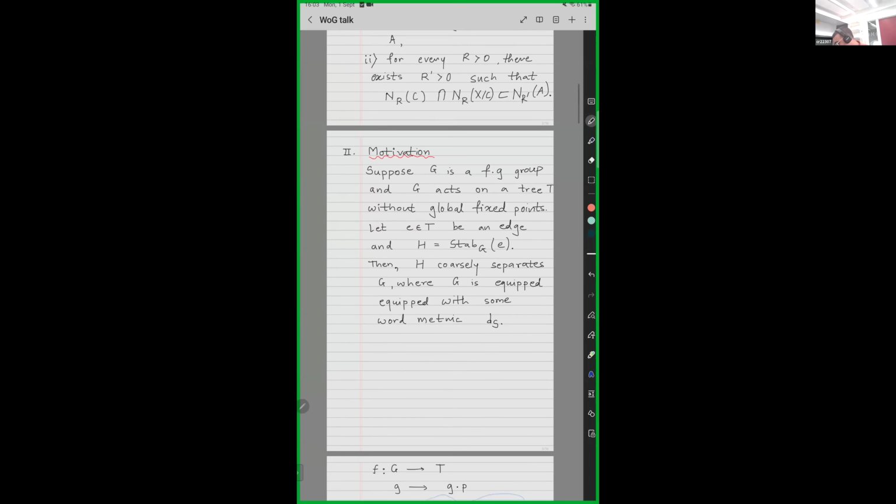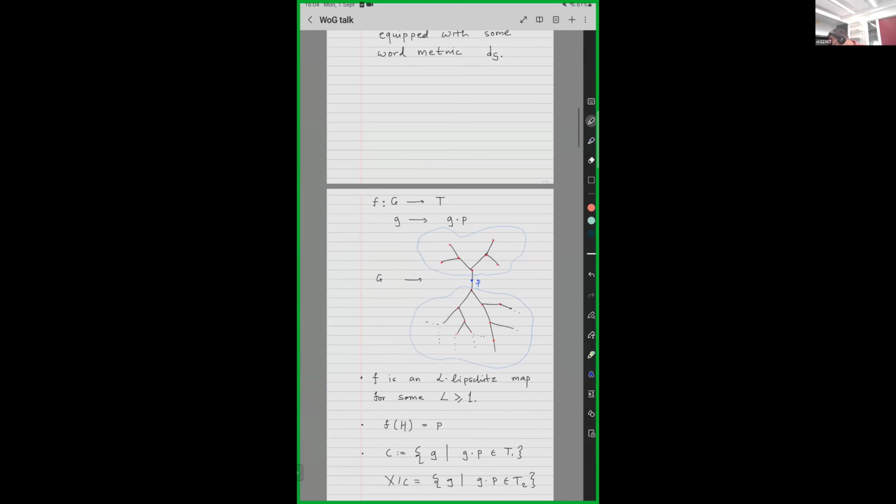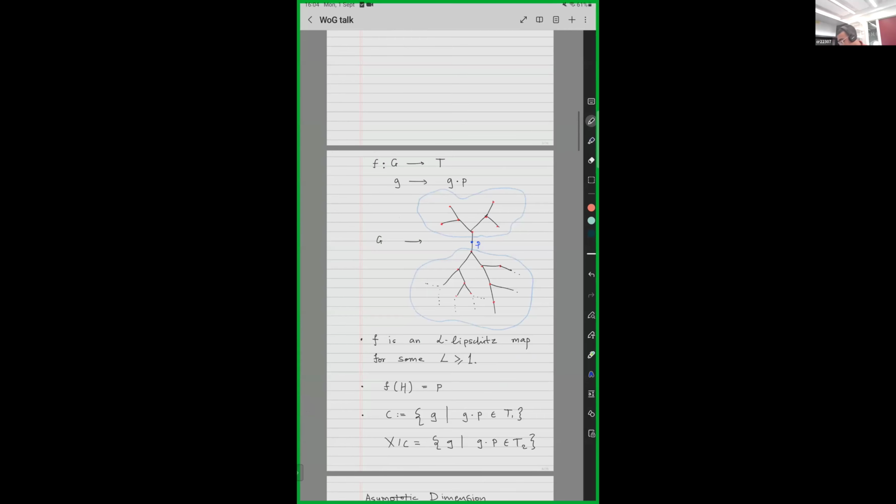Okay, let me give some motivation for this definition. Suppose that G is a finitely generated group and it acts on a tree without global fixed points. Think of a Bass–Serre tree if you like, so we are really working with a splitting of the group G. Let e be an edge and let H be the stabilizer of this edge, right? And if this happens, then H coarsely separates G. So we are thinking of G as a metric space equipped with some word metric, and H as a subspace will coarsely separate it.